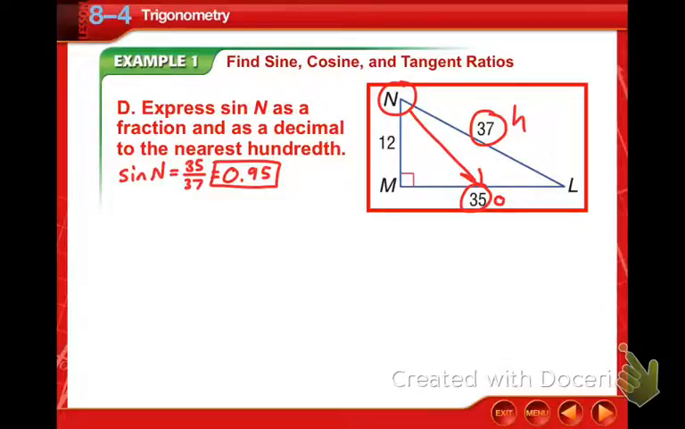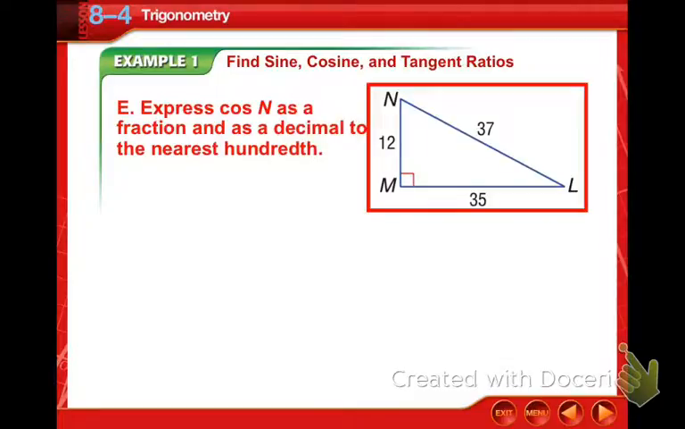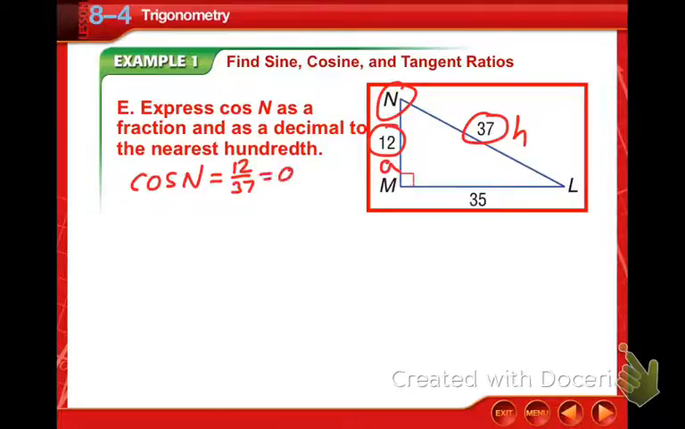So now again, we're going to cycle through all these again. So now cosine of N. So cosine of N is equal... So again, remember we shifted to the other angle. So now our adjacent is the 12, and 37 is still our hypotenuse. So that gives us 12 over 37, which again should sound familiar because that was our sine ratio before and got us 0.32.